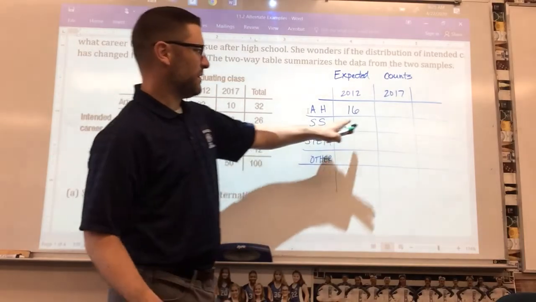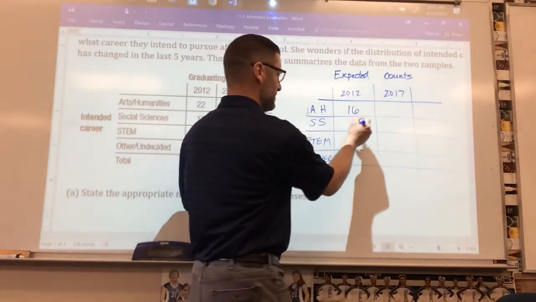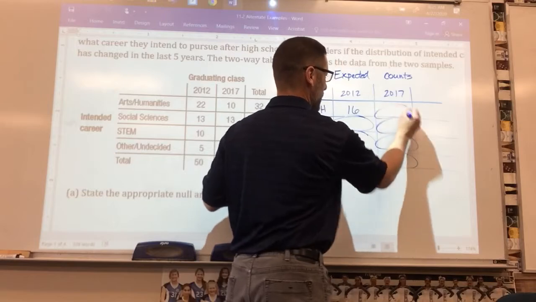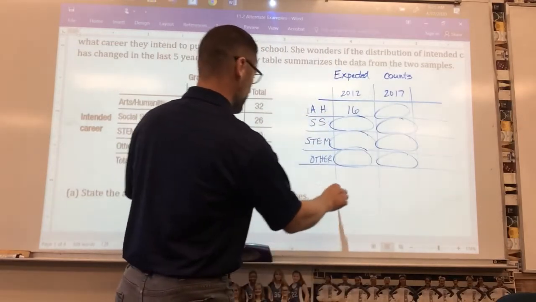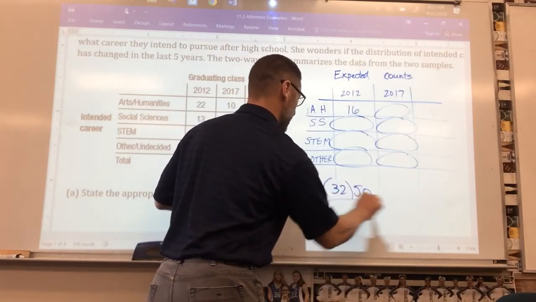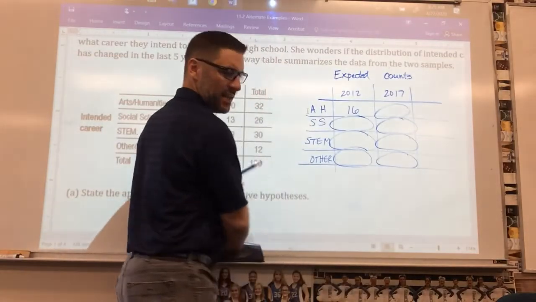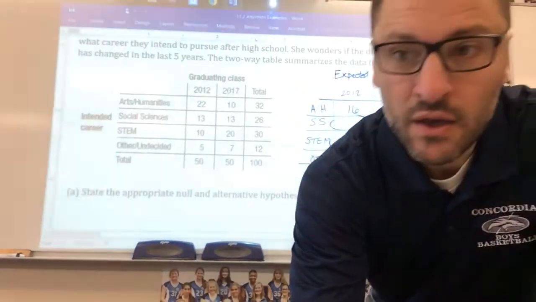So what you need to do right now is go and fill in these boxes right here to finish the problem off. To show it on that problem, I'm going to do 32 times 50 all over 100. And it's that easy. You guys can hit pause and you can go find those numbers.